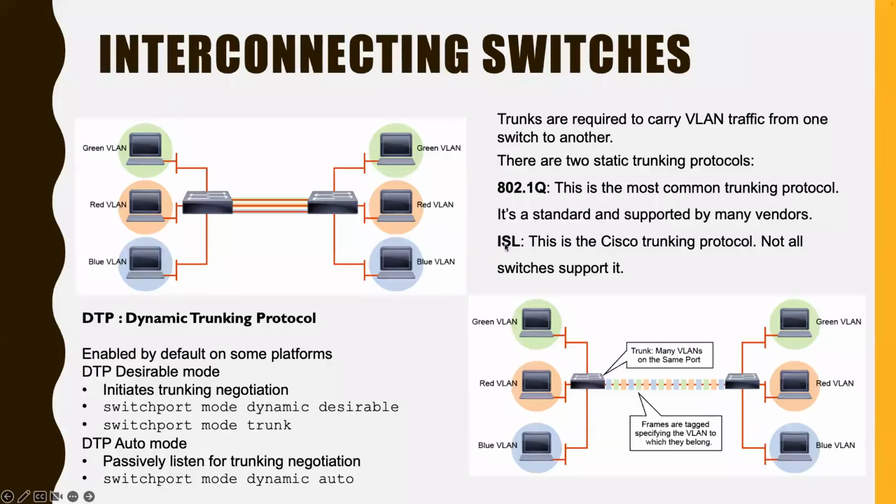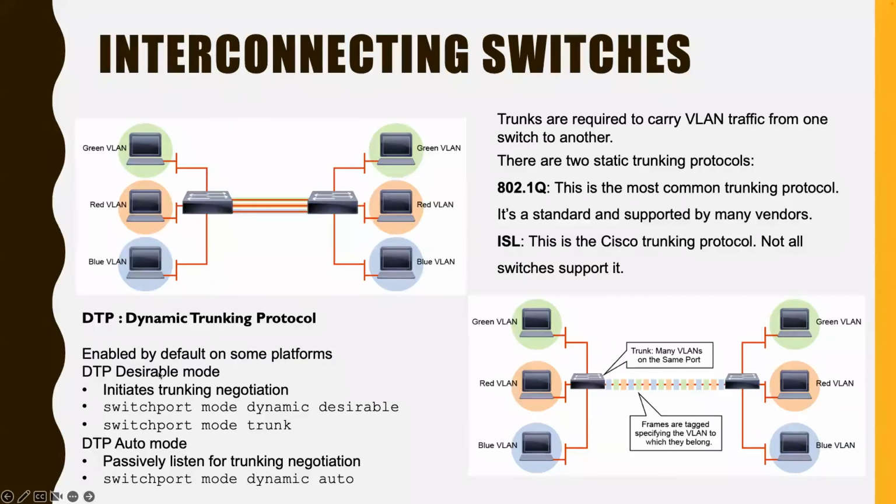However, there can be a static option also, wherein we statically define the port as a trunk port. By default, if I define it as switchport mode trunk, it uses the Dynamic Trunking Protocol, which is DTP, automatically enabled on some platforms. Within DTP, there can be two modes. One is desirable, one is auto mode. And that's how they are configured.